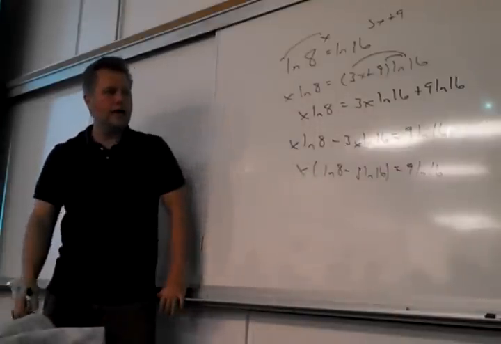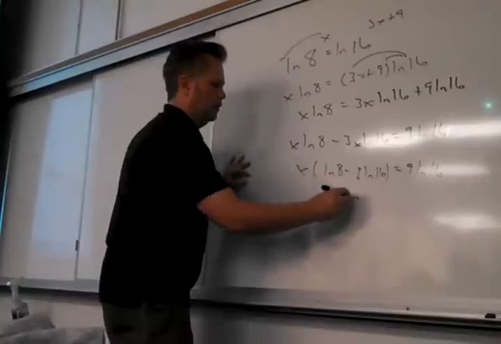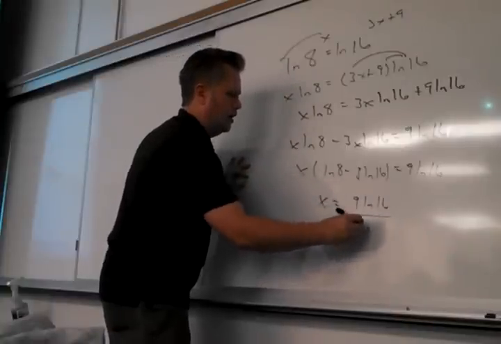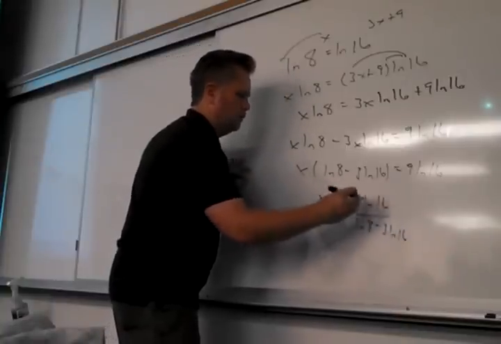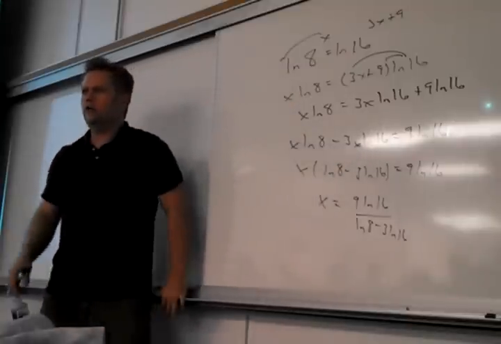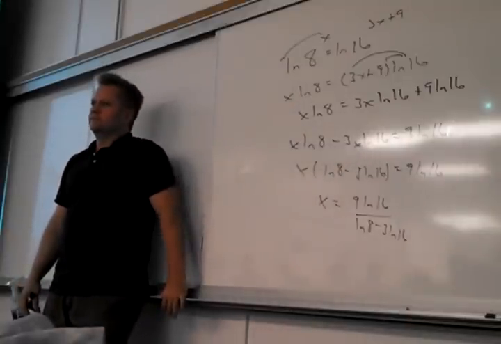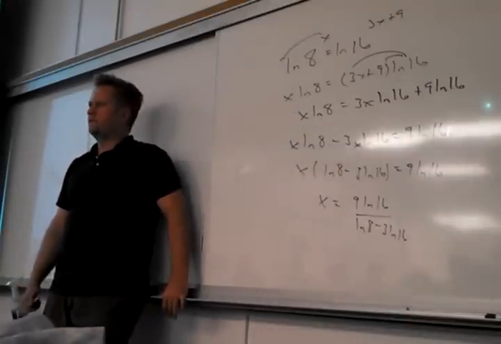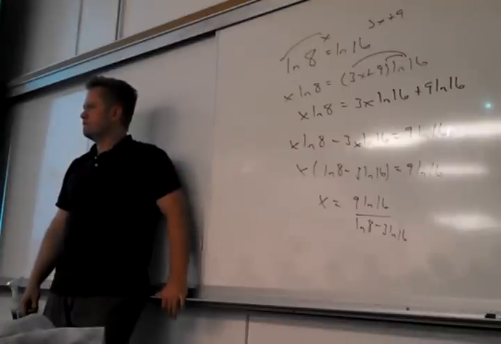And believe it or not, that whole ugly thing, 9 ln 16 over ln 8 minus 3 ln 16, if you put that in the calculator, you will get negative 4. I agree.